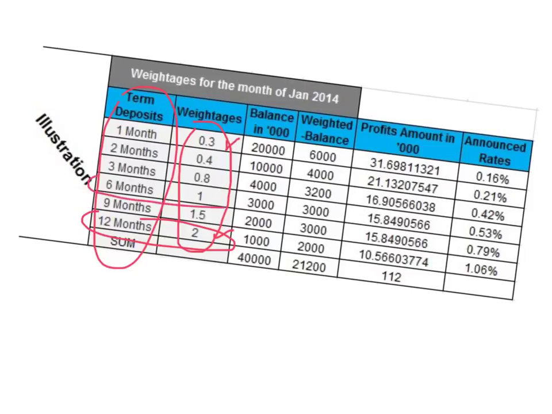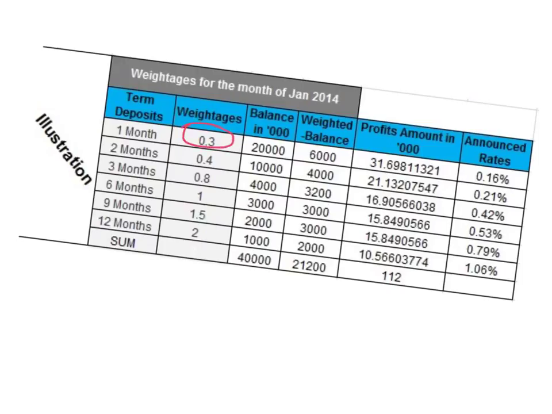The distribution of actual deposit balances across all deposit classes is also presented, with $20 million in 1 month class and $1 million in 12-month class. The total profit of $112,000 is distributed in accordance with the weighted balance calculated by multiplying actual balances with its respective weights.